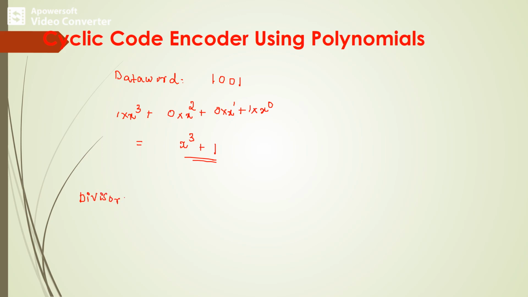Now I'll use the divisor, which is 1 0 1 1. Once again I have to represent this divisor using a polynomial. That means 1 into x power 0, 1 into x power 1, plus 0 into x power 2, plus 1 into x power 3. On simplification, you will get the divisor as x power 3 plus x plus 1. Therefore, the divisor 1 0 1 1 can be represented as x power 3 plus x plus 1.